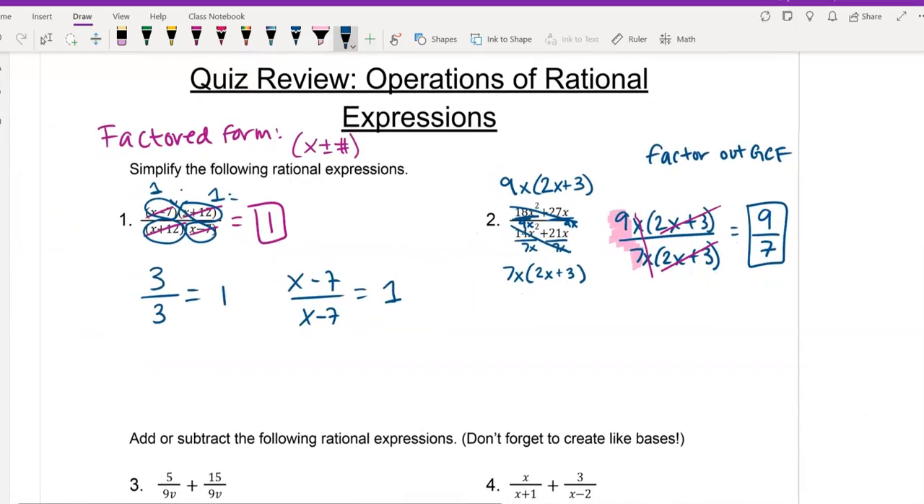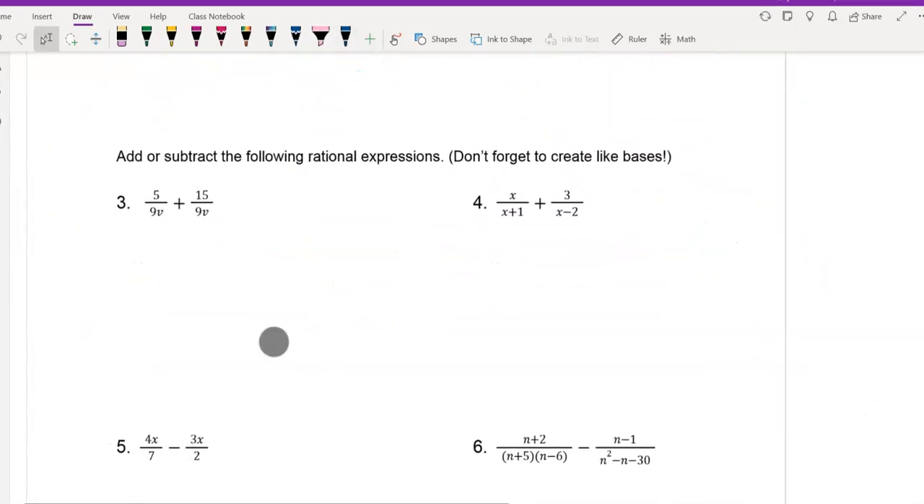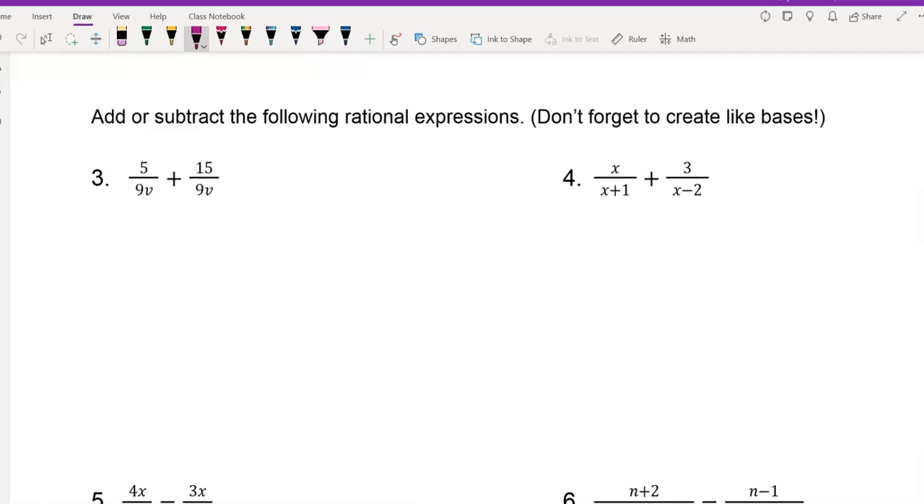All right. Next section, we are adding and subtracting. When we add and subtract, we need a common denominator. The easiest way to find or create a common denominator is to take the two denominators and multiply them together. Let's take a look at number 3.